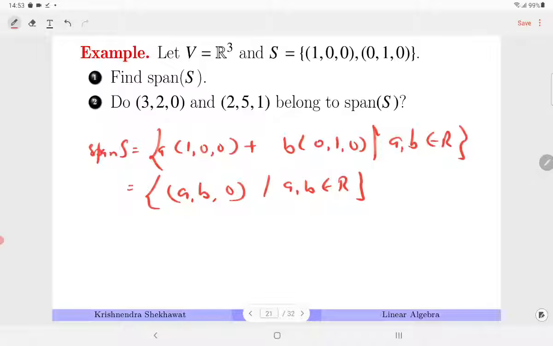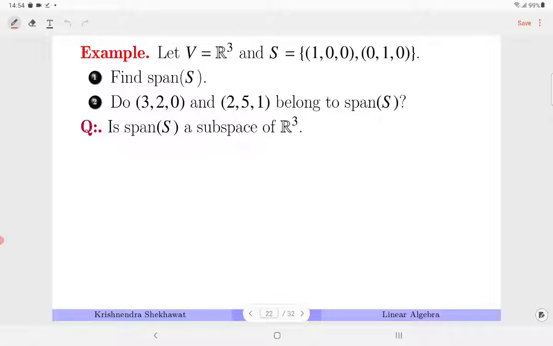You can see that (3, 2, 0) belongs to span S, because A is equal to 3, B is equal to 2, and 0 remains 0. So this belongs to span S, but (2, 5, 1) does not belong to span S.